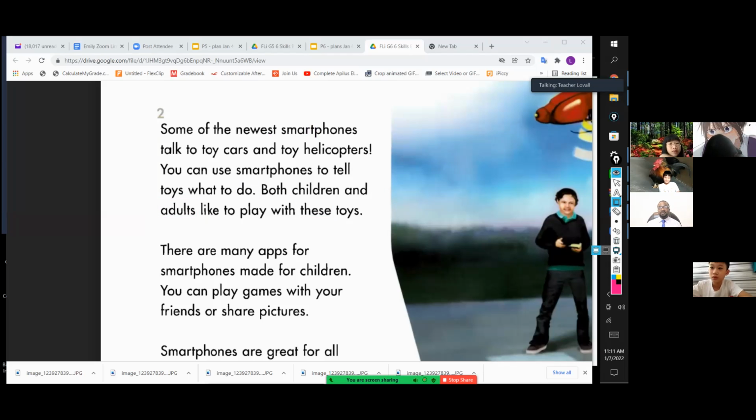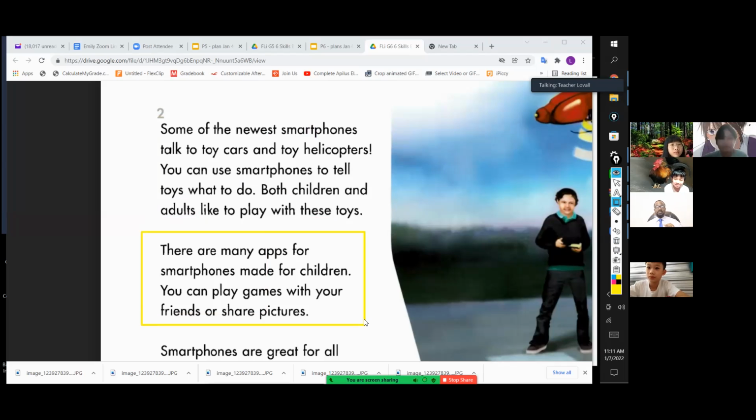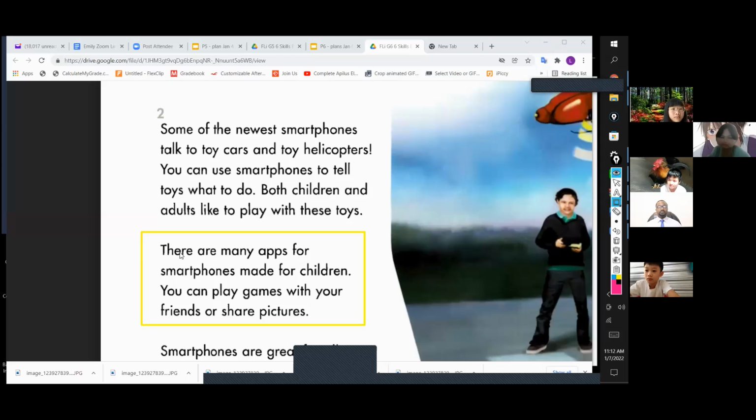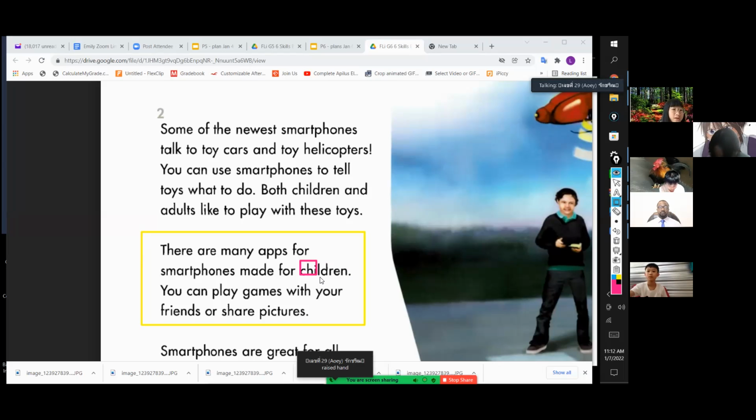Okay. And let's go to our last section. Let's do this one. Who wants to help me reading this part? I need a volunteer. Thank you, Oi. There are many apps for smartphone made for children. You can play games with your friends or share pictures.